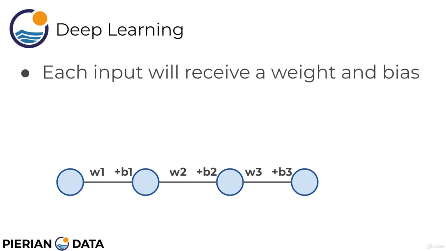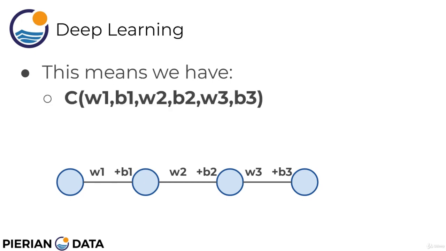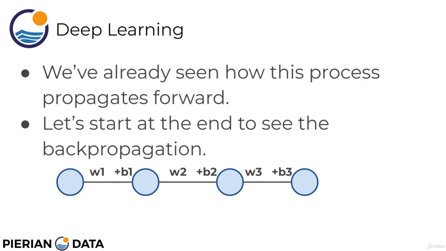So, as we already know, each input basically receives a weight and a bias. So there's an incoming weight attached to that edge, and then each neuron has its own bias. So we get the sort of formula weight 1 plus bias 1, weight 2 plus bias 2, weight 3 plus bias 3, and so on. So this means that we have some sort of cost function that's dependent on those weights and biases. And we've already seen how this process propagates forward. So let's go ahead and start at the end to learn about backpropagation.